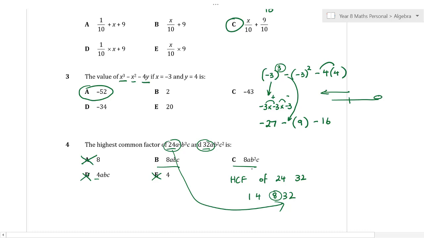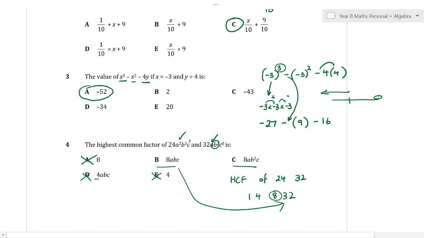Now, what do they have in common? Let's just rub this out a bit so we can see. You can see there that they both have an A, and the highest thing is A to the power of 1. They both have a B, but it's squared. So you can see there that B squared is a common factor. And also they have a C as well.